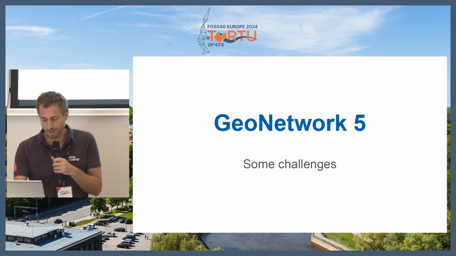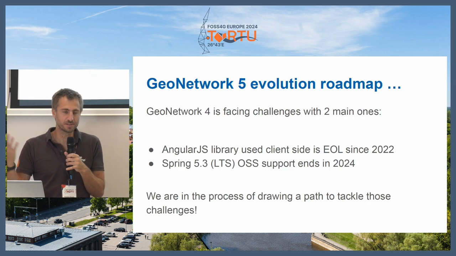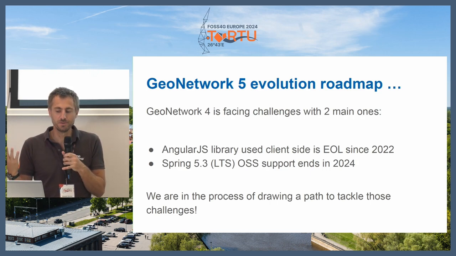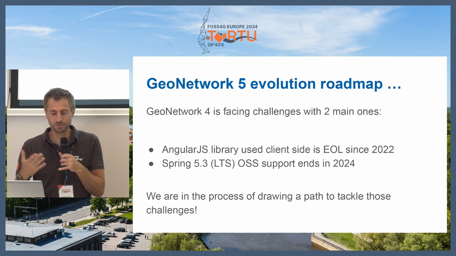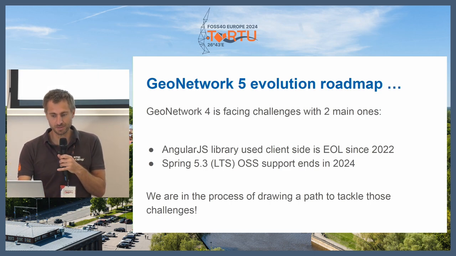For the future, to conclude, GeoNetwork 4 is facing two main challenges in terms of technology. So the UI is using AngularJS, which is deprecated, and the backend version of Spring, which is deprecated. So we are trying to figure out how we can move on toward these two things.